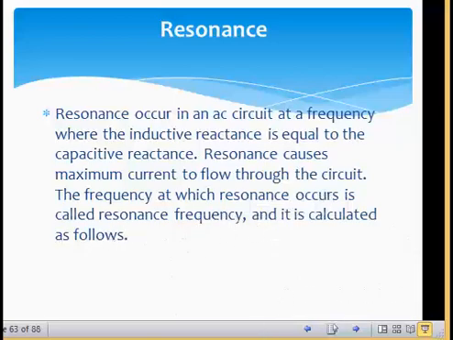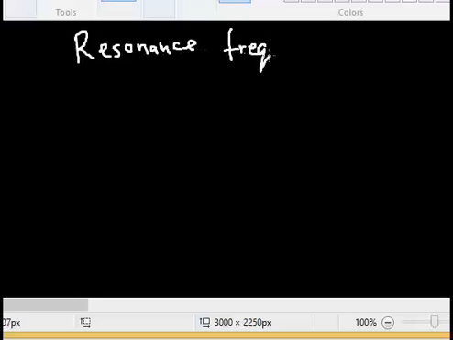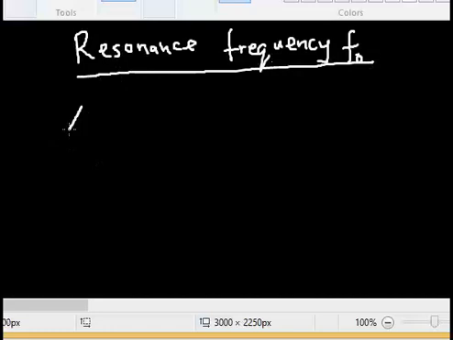I'm going to show you how we derive the formula for resonance frequency. Let me use F0 to represent it. At resonance, we know very well that inductive reactance XL is equal to capacitive reactance XC.